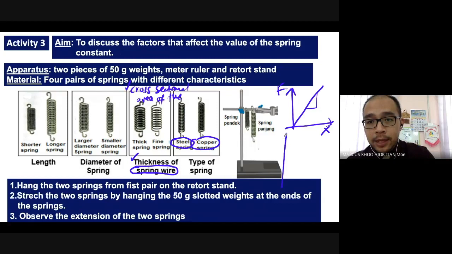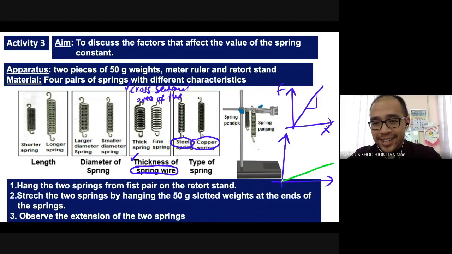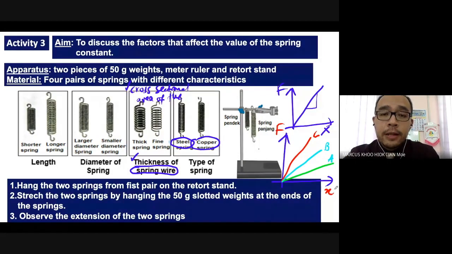So that means, let's say I have two graphs. The first graph is like this, and the second graph is like this. Let's say this is spring A, this is spring B, and the third graph is like this, and this is spring C. Of course, this is F against X. From this graph, tell me which spring has the biggest spring constant, A, B, or C?